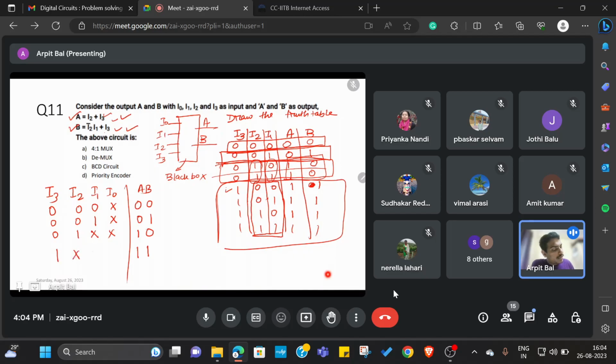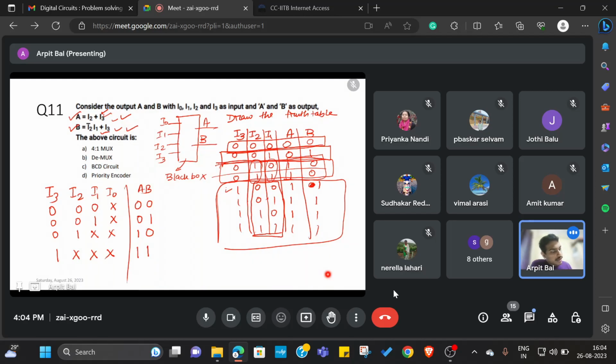Okay, so we don't care about this, we don't care about this, we don't care about this. I3 is visible as getting the highest priority, because you can observe that I3 is present independently as a summation term. If anything is present as a summation term independently in both the equations, it means that it is getting the highest priority. So if that value is 1, it doesn't matter whatever other terms are present, the output of the equation is going to be 1.